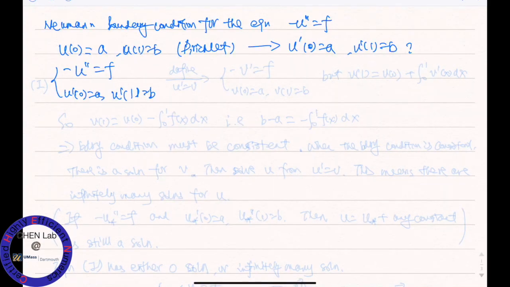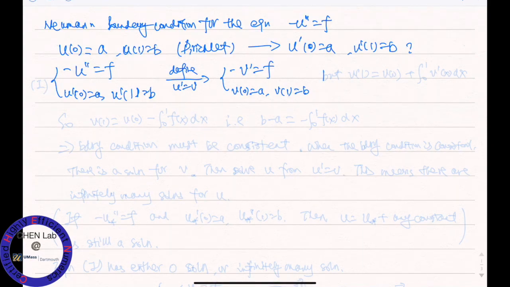One observation you might have is that u never appears as a function. It only appears as u prime or u double prime. So if we define that u prime is equal to v, we get negative v prime is equal to f, and v(0) is a, v(1) is b.